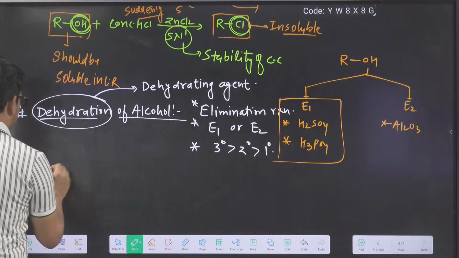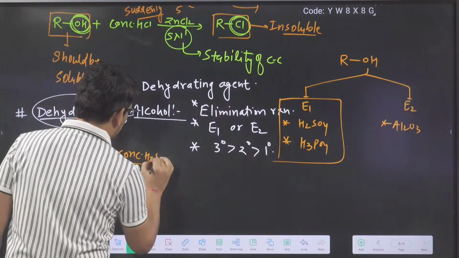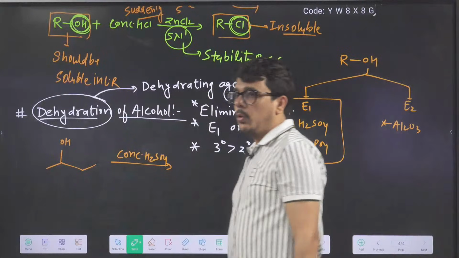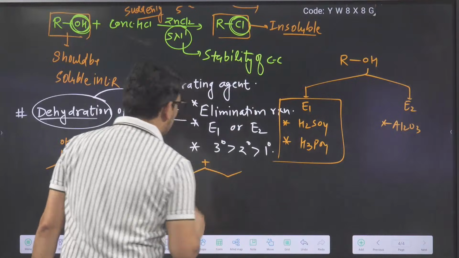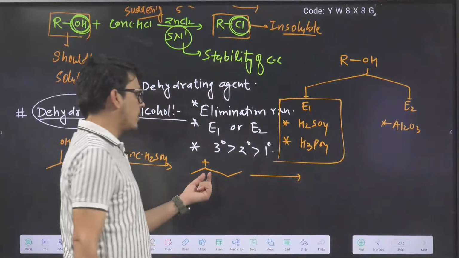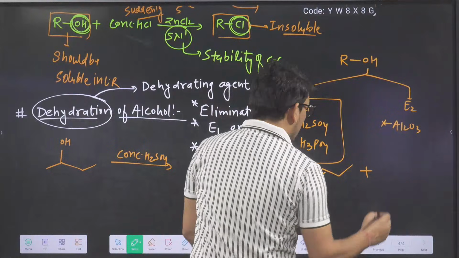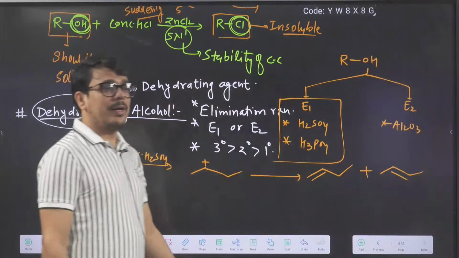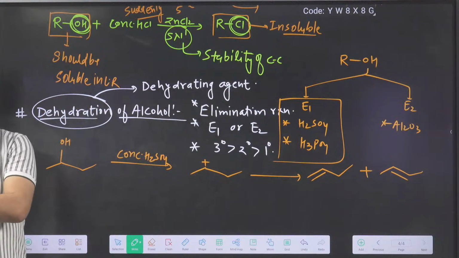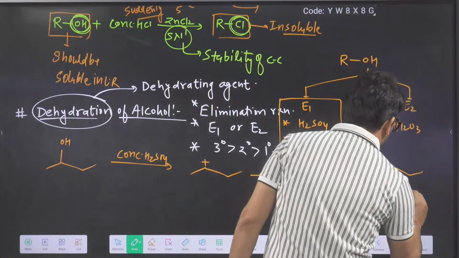For example, if I take this one and here I said concentrated H2SO4, tell me now what will be the product here. So what we have to do first? This OH will get protonated and removed as a leaving group. Now this is your carbocation formation. Now this carbocation will convert to alkene. How many alkenes are there here? 2. But in this case, which one will be major, which one will be minor? Second one will be major and first one will be minor.